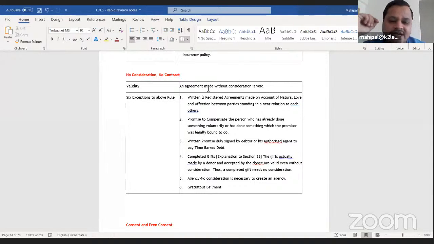Yes, Limitation Act. For a movable property, how many years, and for immovable properties, how many years? Movable 3, immovable 12. Am I clear? Great. Completed gift does not require consideration. There is no consideration required to create an agency or for a gratuitous bailment. Am I clear? These are the various exceptions to the rule: no consideration, no contract. Am I clear?